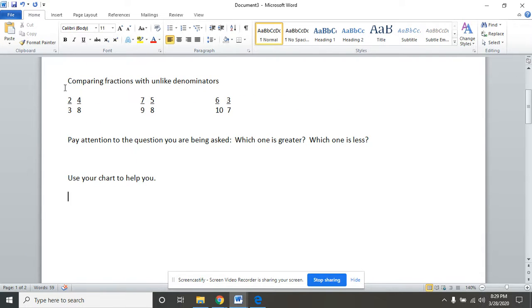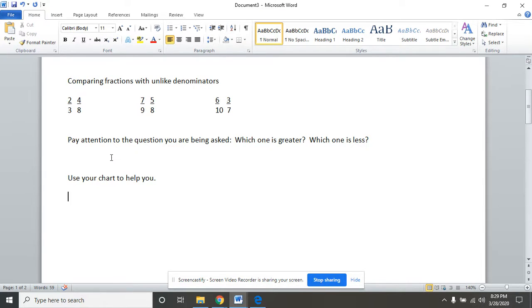So if we have 2/3 and 4/8, and you want to ask yourself which one is greater. So you have 2 out of 3 here and 4 out of 8. Now you're assuming that your two items you're comparing are exactly the same size, except in this case, one is cut into 3 pieces, and in this case, one is cut into 8 pieces.